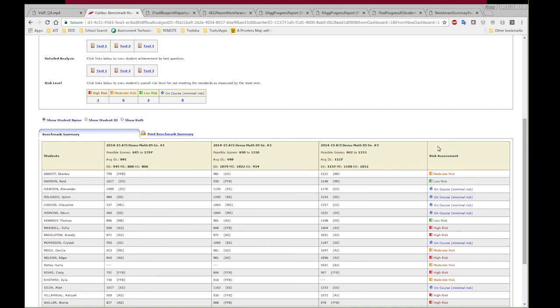And finally, the risk assessment: the on-course, low, moderate, and high risk levels are indicated here. These students here passed all 3. This one passed 2. This one passed 1. And these students here at high risk did not pass any of the tests.